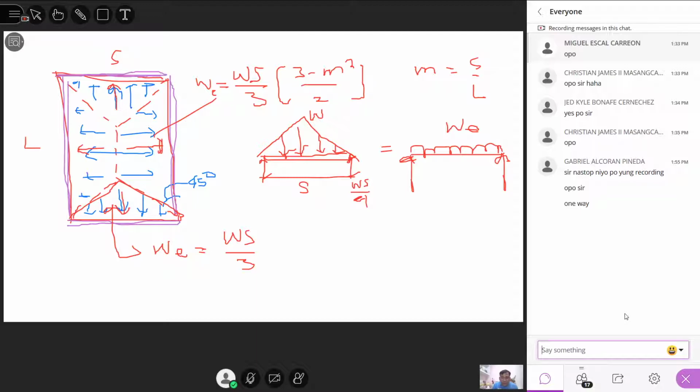Okay, so again, considering this triangular load, you have the W and the short direction, and then you can provide the reaction, which is WS over 4. The same here, WS over 4. Right? And then you can convert this to an equivalent load by simply comparing what?